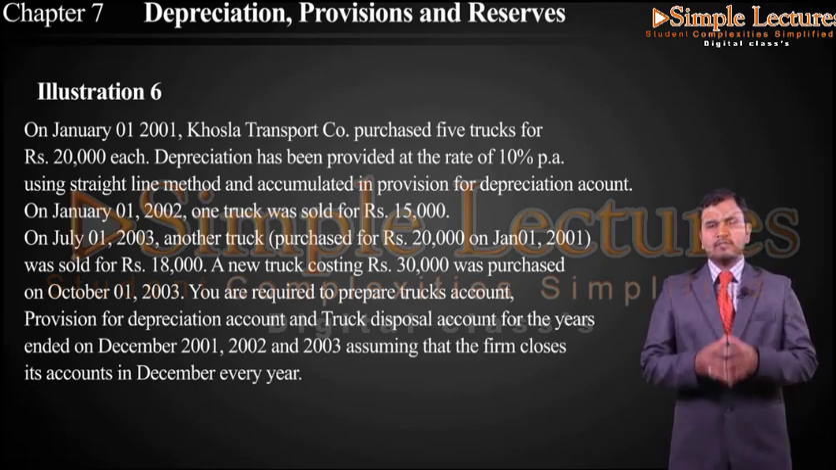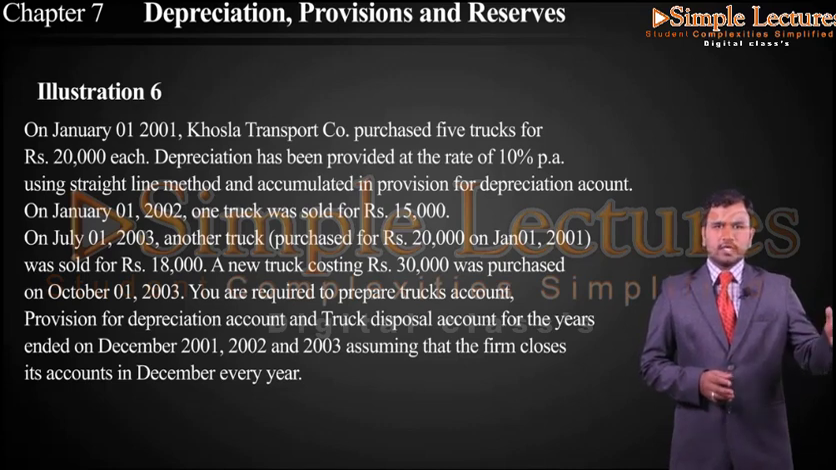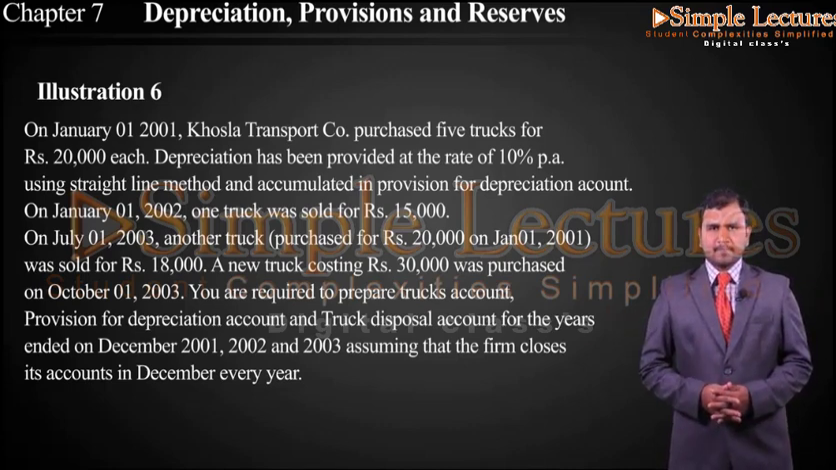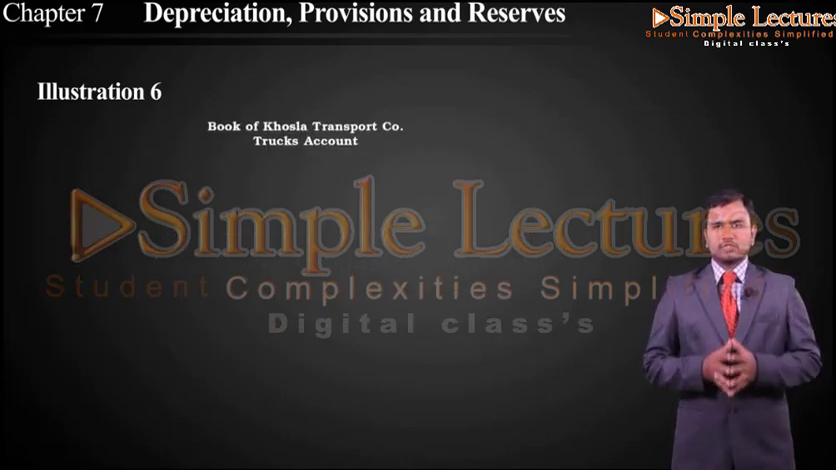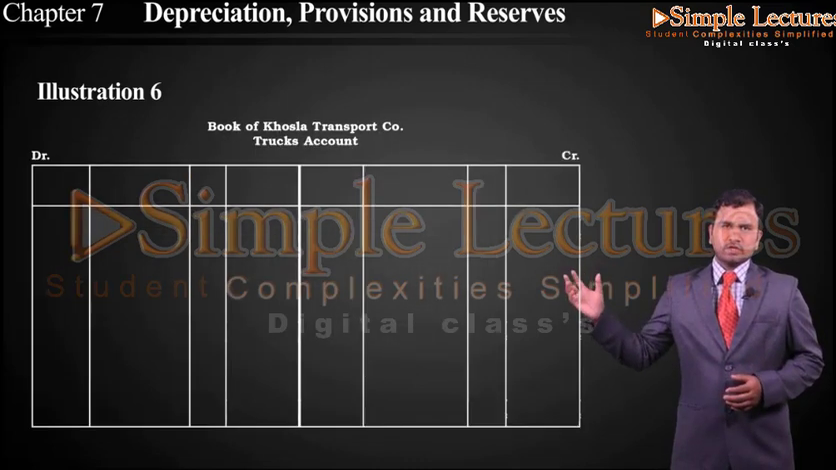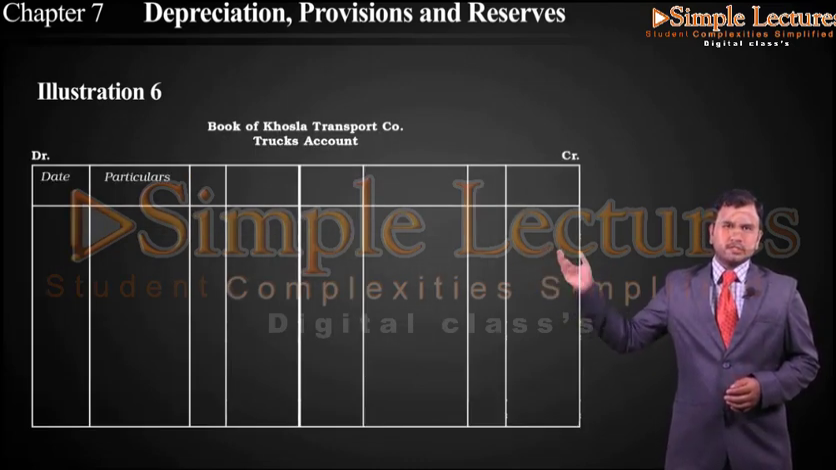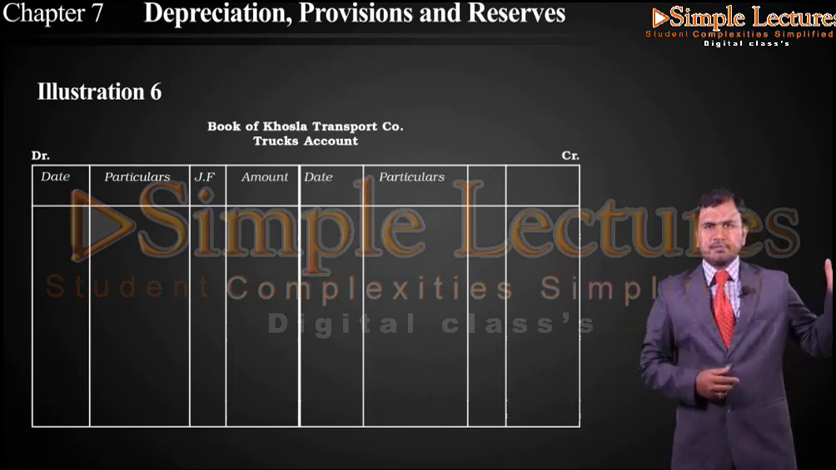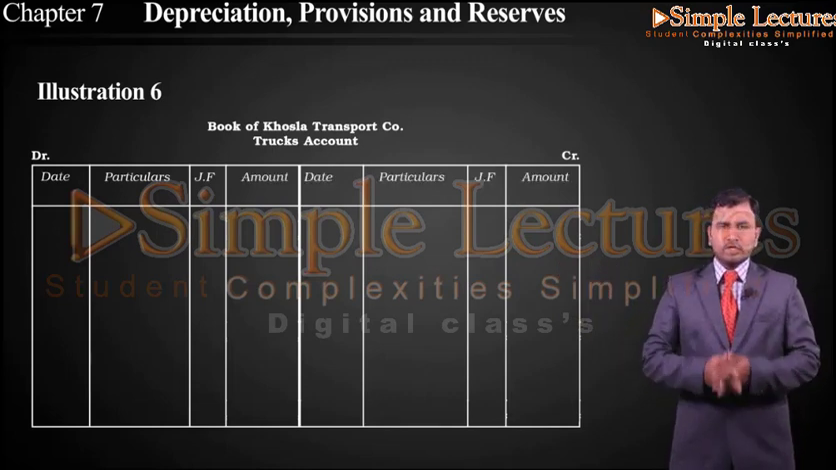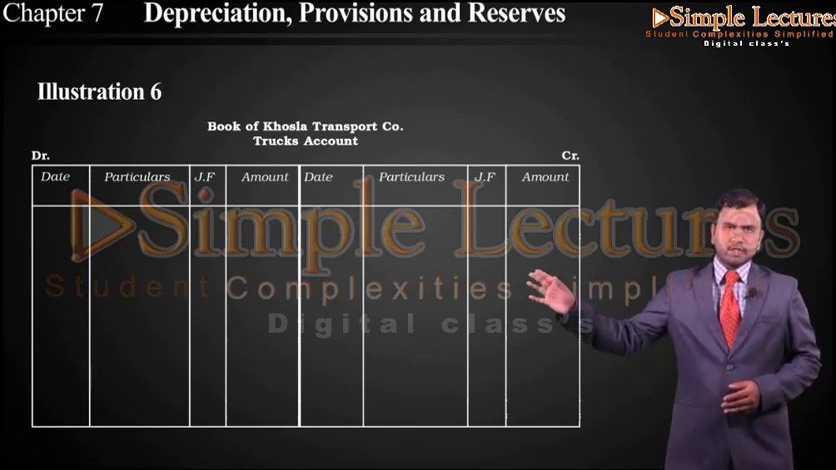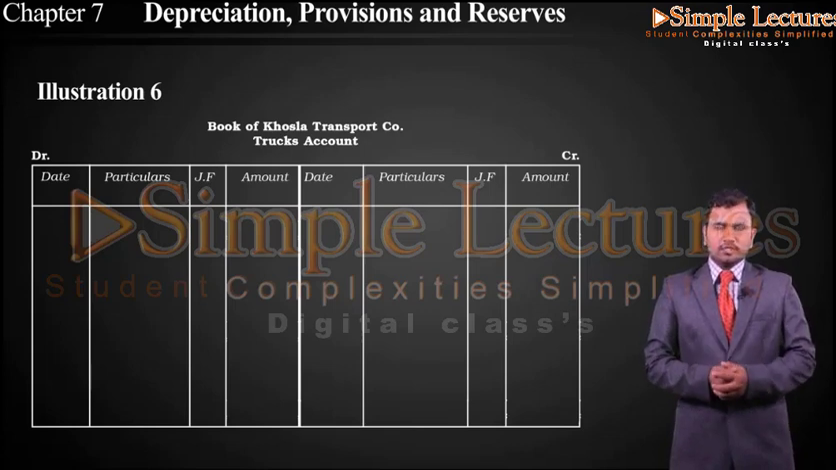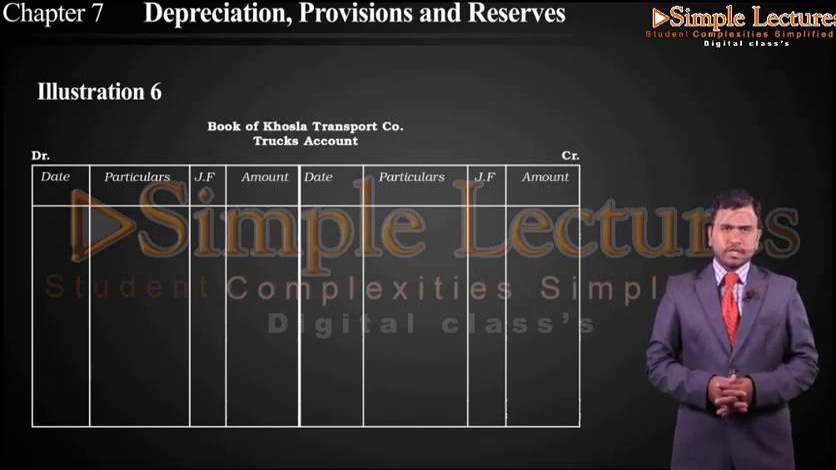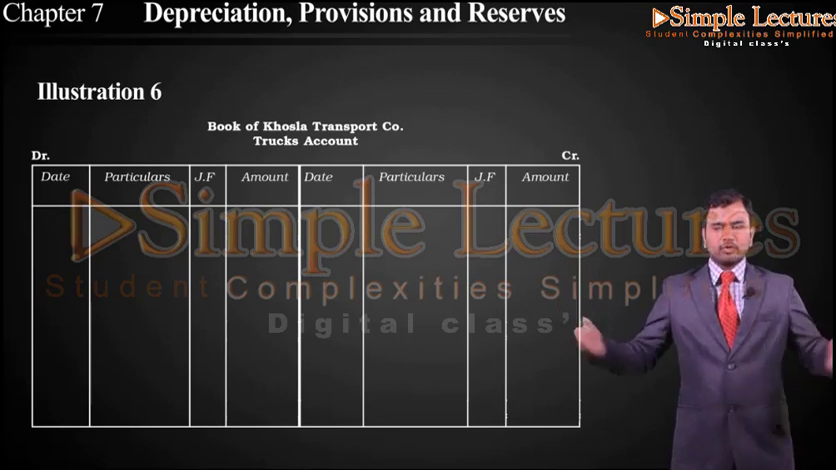So here the firm is following the calendar year as its financial year, where it starts with Jan and ends with December. Now with this information, let us prepare a truck account in the books of Khosla Transport Company, where the ledger account format will be date, particulars, journal folio, amount, date, particulars, journal folio, amount. Wherever we have purchased, we are going to record in the debit side. Wherever we are supposed to charge depreciation, or show the disposal, that will be shown in the credit side. It means debit what comes in, credit what goes out.